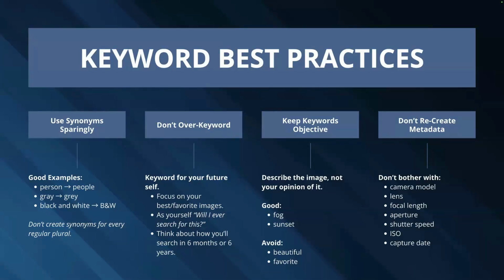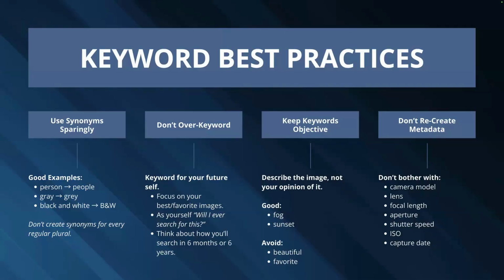Also, don't over keyword. When I add keywords to my stuff, I add very basic ones on import. So when I'm importing off my memory card, I'll add a couple of keywords that describe the entire shoot. Beyond that, the only other time that I add keywords is when I'm getting ready to export to share on social media or publish on my blog or do something else with it. So it's usually only a 4 or 5 star image, maybe something that has a pick, but I don't keyword everything. Focus on those best and favorite images and ask yourself, will I ever search for this?